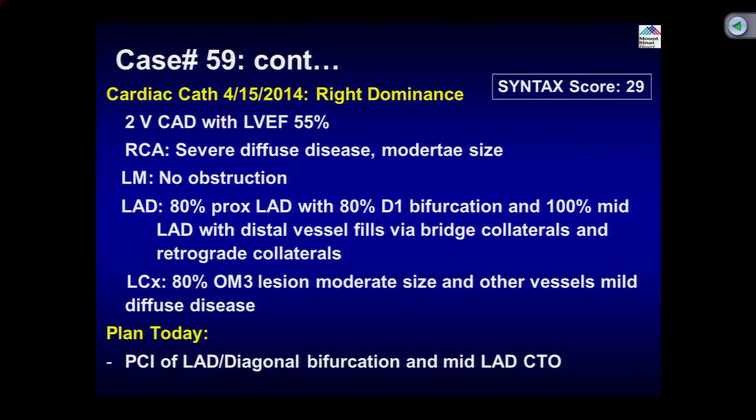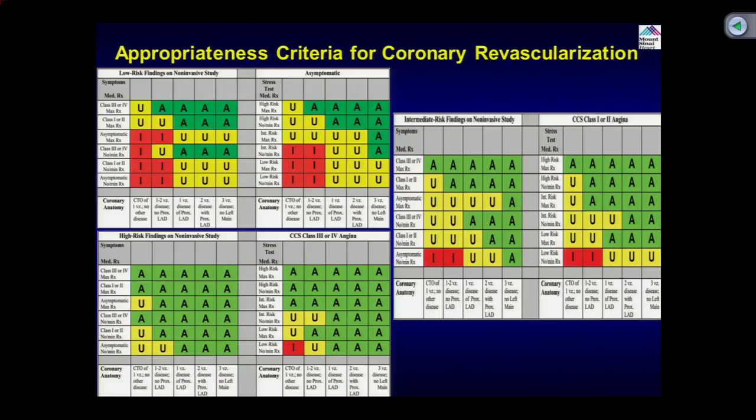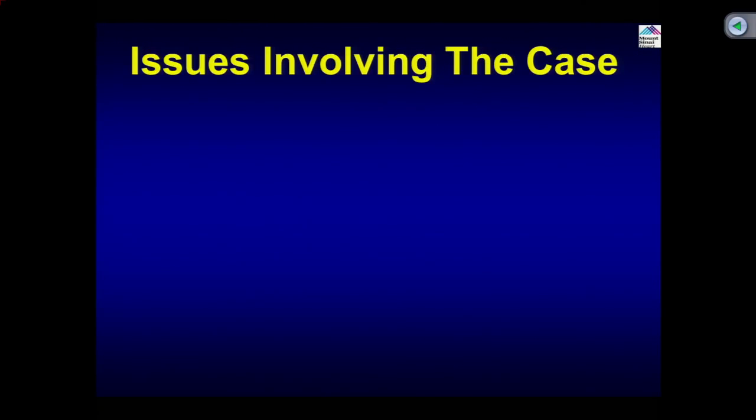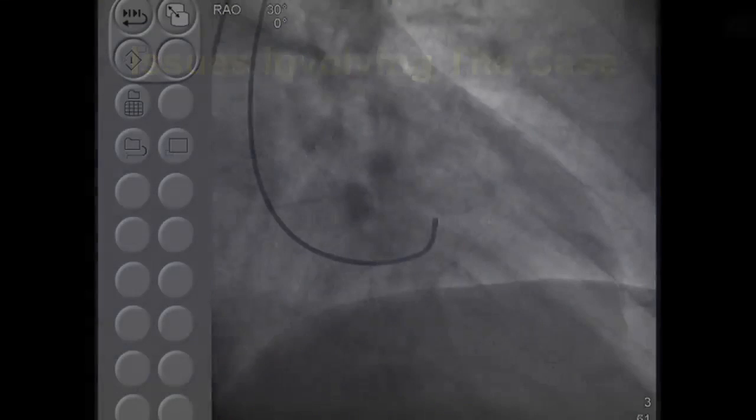This case has a bifurcation as well as total occlusion. The SYNTAX score was 29, non-diabetic, two vessel disease with minimal LV dysfunction. He refused surgery, but it's okay to do a PCI in these kinds of cases. On appropriateness, the patient has class 2 angina on maximum medical therapy, which will make it appropriate. With that note, I'll ask Anu to show the angiogram.